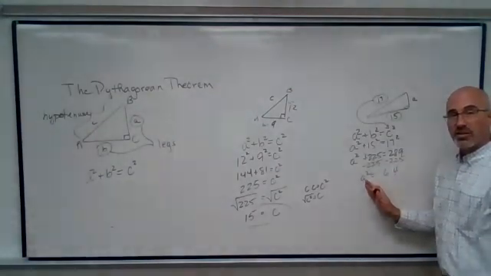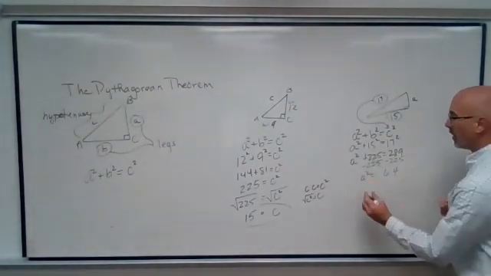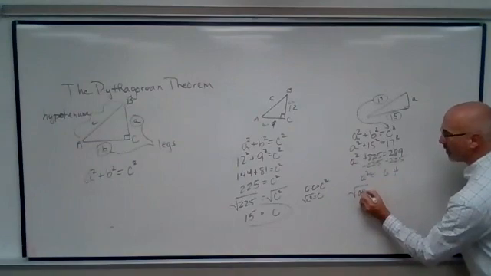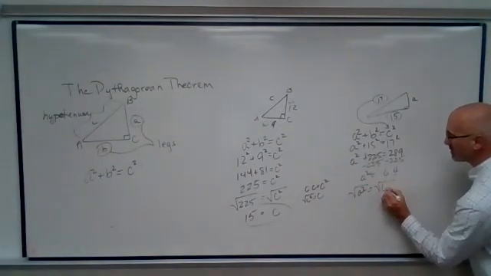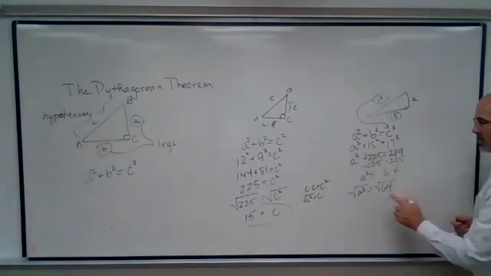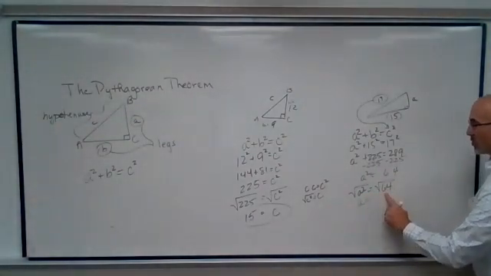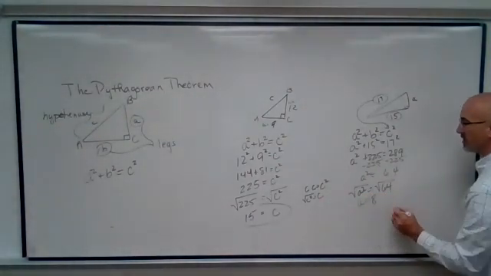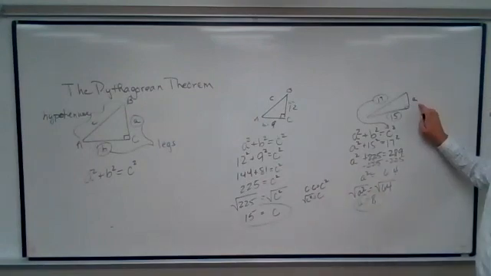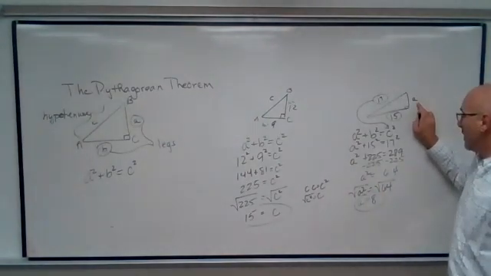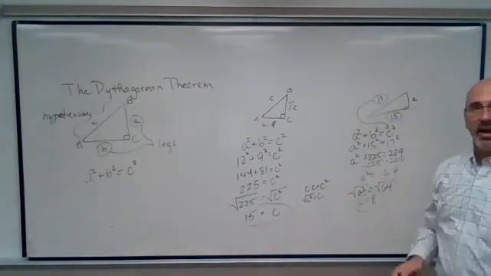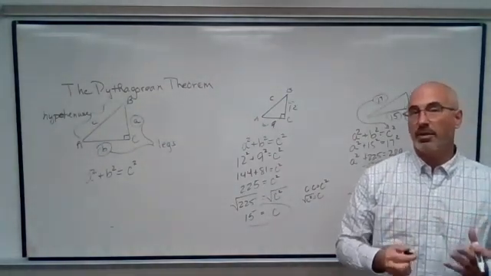So now we're left with A squared with our variable on one side. We can take the square root of both sides. Square root of A squared is just A. Square root of 64 is 8. So our missing length of our leg is 8. And that is the basics of the Pythagorean theorem.